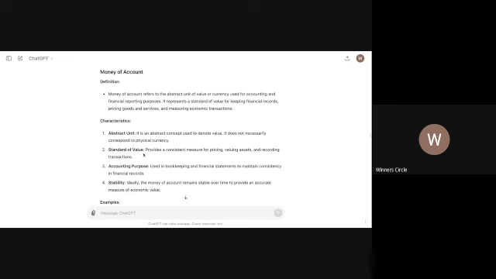All right. So, standard value provides a consistent measure for pricing valued assets and recording transactions. See? Accounting purpose, used in bookkeeping and financial statements to maintain consistency in financial records. So when somebody takes your note, they don't have to send it to the Federal Reserve window.